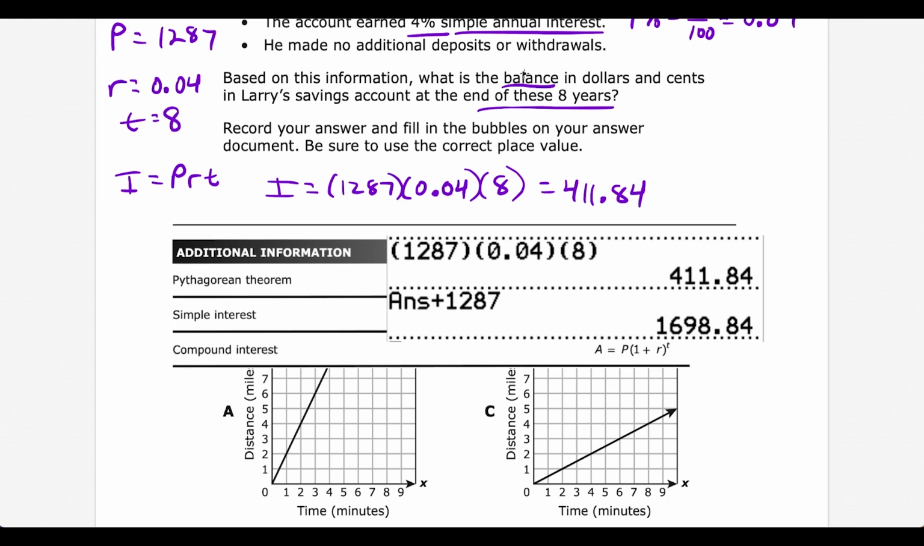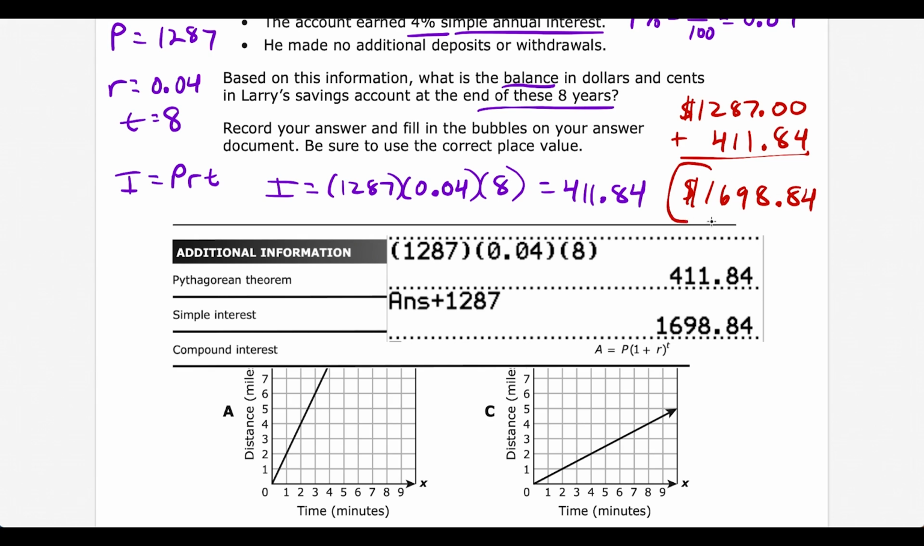But now if we want to calculate the balance here, it is going to be the $1,287. And then we're going to add the interest that was earned, which was $411.84, and we already typed this in the calculator. This is going to work out to $16.98 like this. So here's our solution.